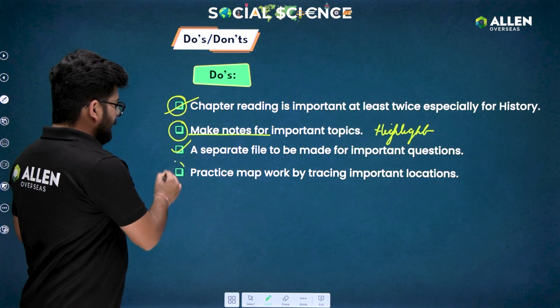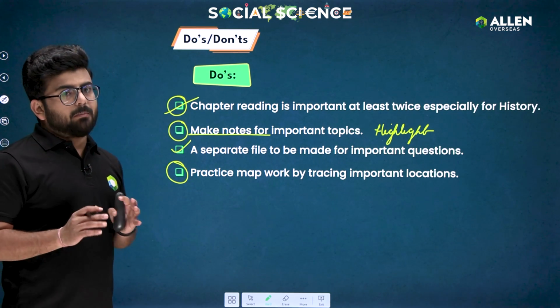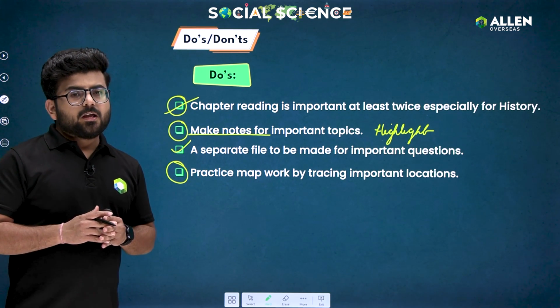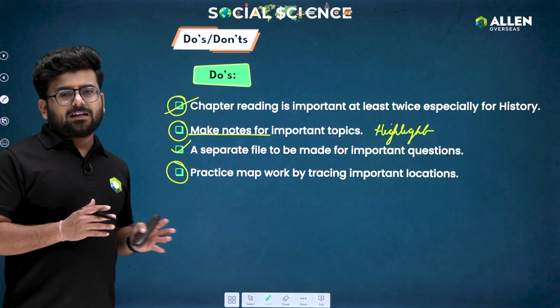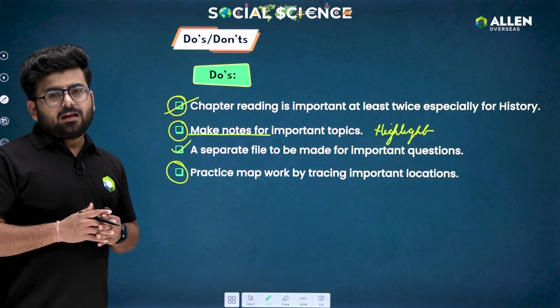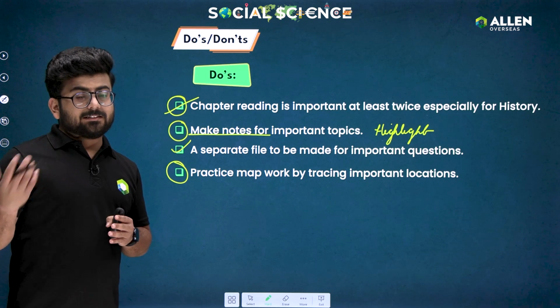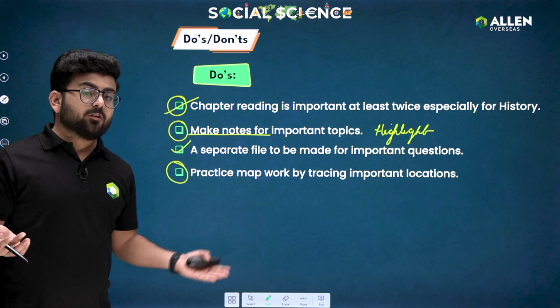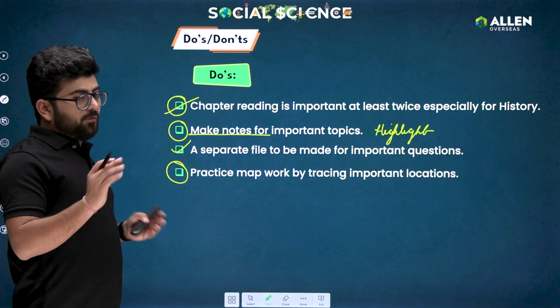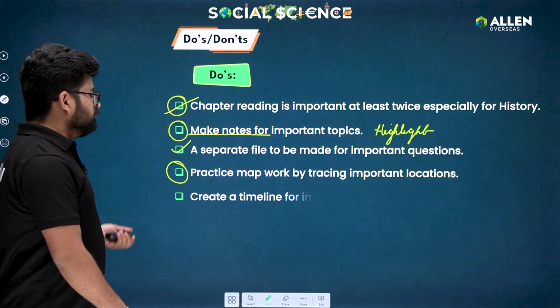Next students, it is very important to practice maps by tracing important locations, because that's what we just discussed: the map will come for 5 marks and in 2 sections. Section A will be of history, section B will be of geography. So you will have to go with both the subjects, history and geography.